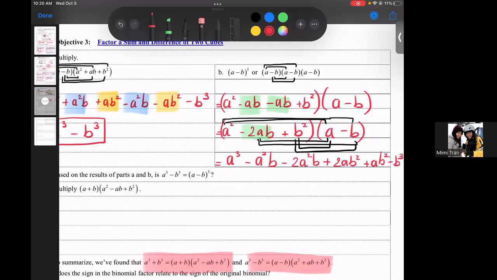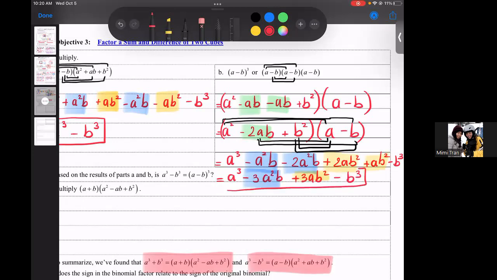Let's combine like terms. A cubed, b cubed, nothing to combine there, but I can combine this one with this one, which is what? Close. Minus 3 or 3? Minus 3a squared b. Right? So the blue one, and the yellow one: this one and this one. Plus 3ab squared, minus b cubed.